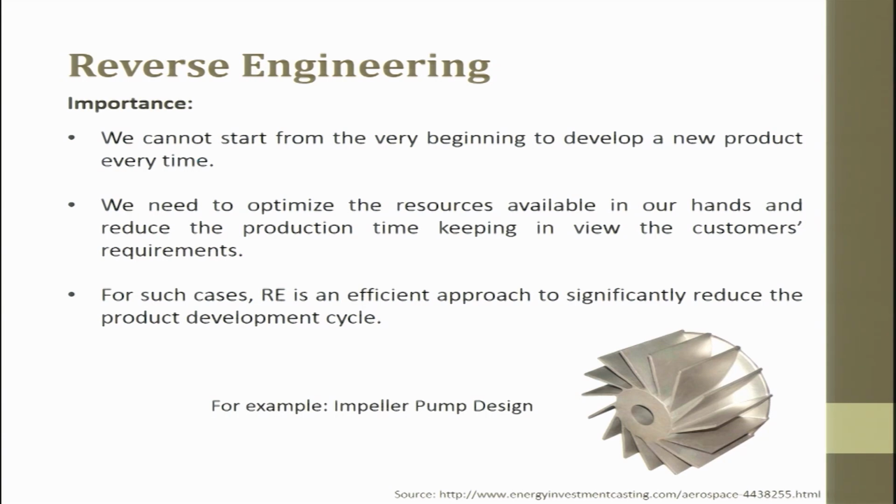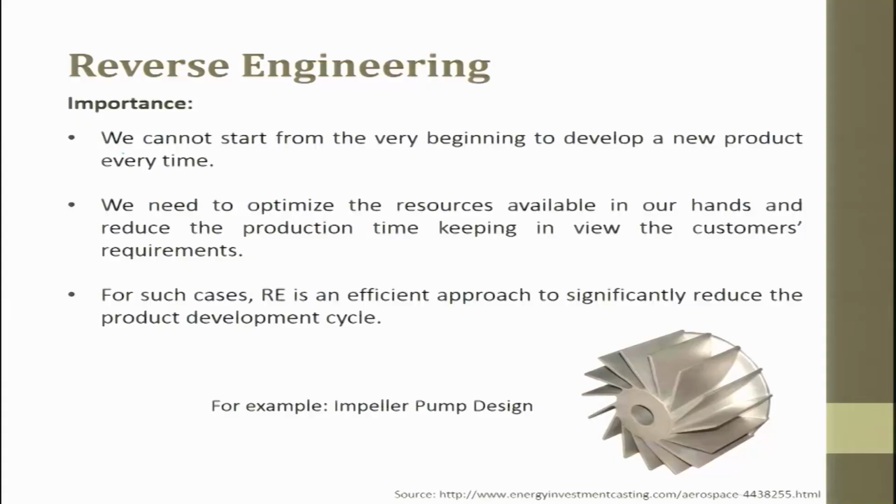When we go through the modular concept also, that is what we said. We split it into several modules, and each module will have a library function. We pull out the library function, so we get all the related data for the product. This will reduce the product life cycle time, and this will accelerate rapid manufacturing. Every time we cannot start from the very beginning to develop a new product. So, we need to optimize the resources available in our hand and reduce the production time, keeping in view the customer's requirement.